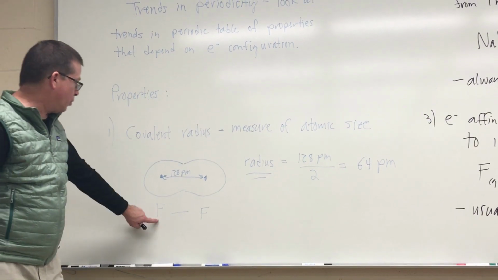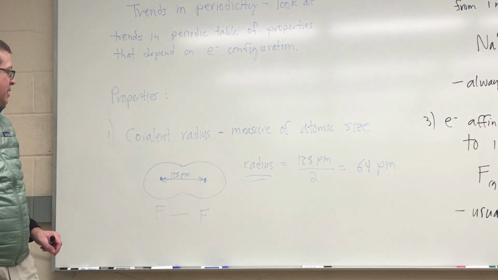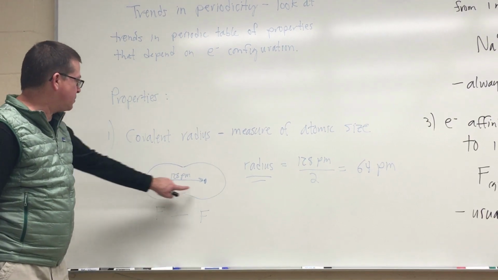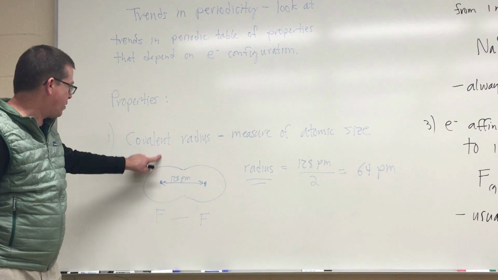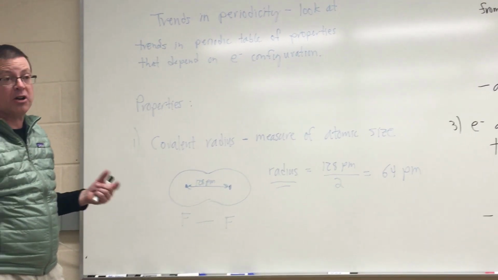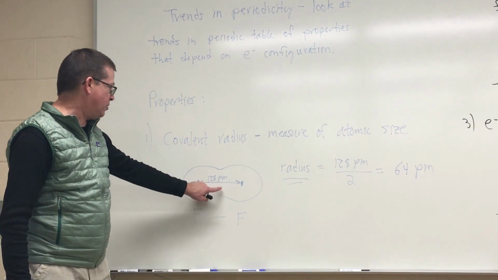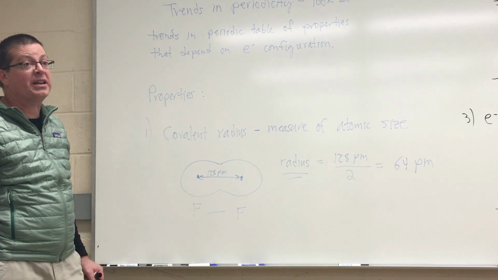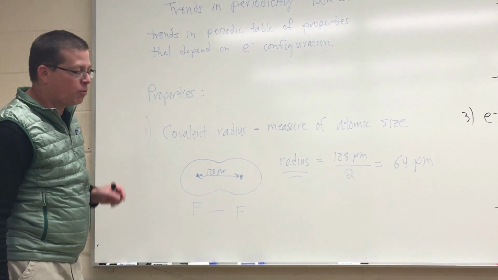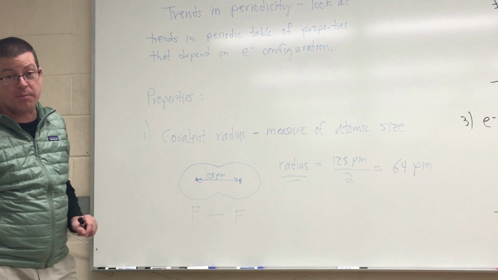Now in this case, we could have a fluorine atom bonding with another fluorine atom by way of sharing electrons. When we do this, we can make a measurement of the distance between the two nuclei. So if this is one fluorine atom and this is the neighboring fluorine atom, we should be able to measure an internuclear distance. In this particular case, that internuclear distance is 128 picometers. To estimate the radius of an individual atom, we take that internuclear distance and divide it by 2.